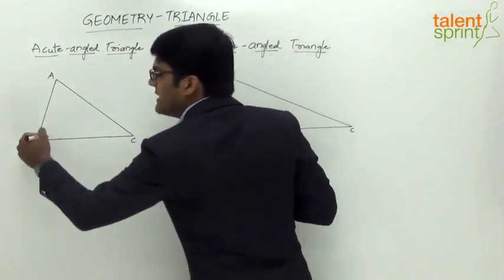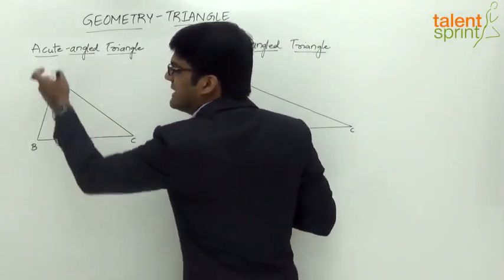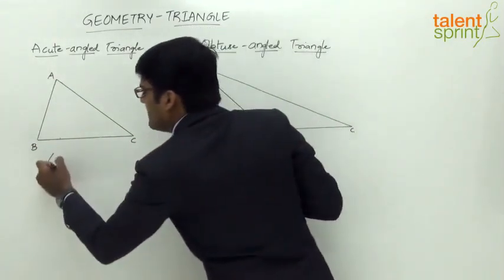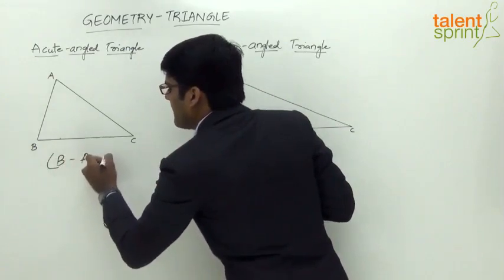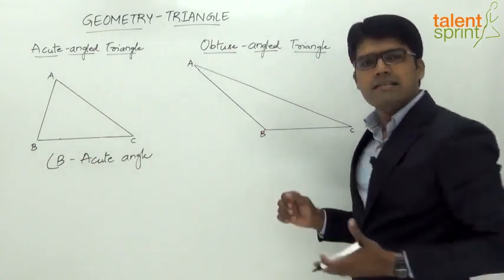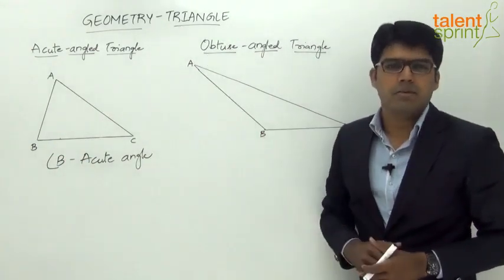The angle B here is acute. It is clearly less than 90 degrees. It is not a right angle. It is lesser than the right angle. So we can say angle B is acute angle now, and also the remaining two angles are acute. So since all the three angles are acute, this can be considered as an acute angle triangle.